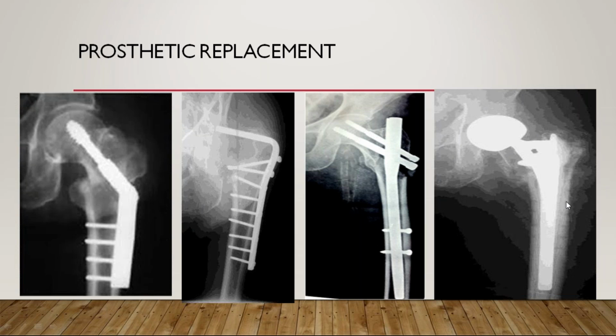Other than DHS and PFN, there is prosthetic replacement. What does prosthetic replacement mean? They will remove the femur head and neck and replace them with a prosthesis, that is bipolar or unipolar. That means in bipolar there will be movement at the head, while in unipolar there is no movement between the stem and the head. That is unipolar or bipolar hemiprosthesis. In hip fractures we can go for these.